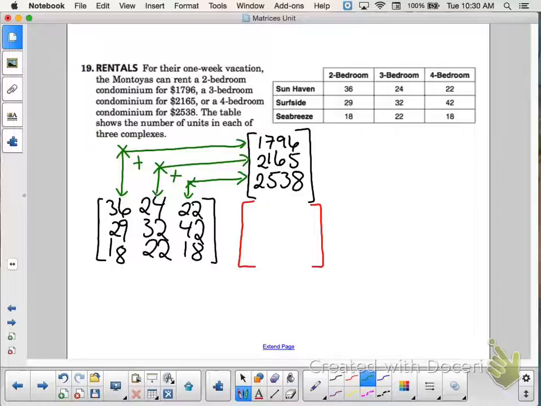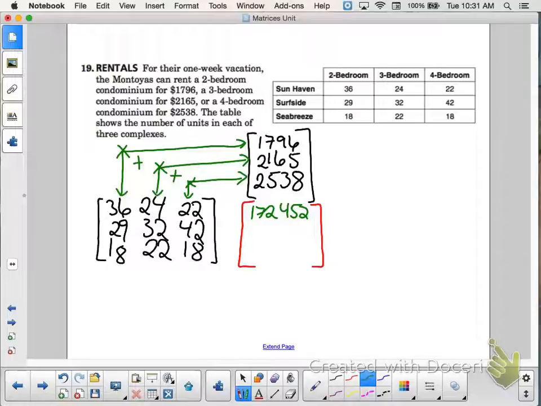So now that I've told you guys this, does that change what anybody was doing on their paper, or are we all kind of on the same page now? So what would my first element be here? 172. So 1,796 times 36, 2165 times 24, 2538 times 22, and add all of those together.